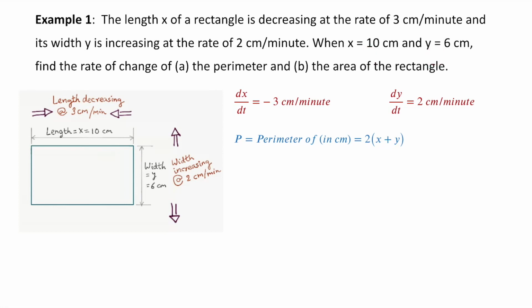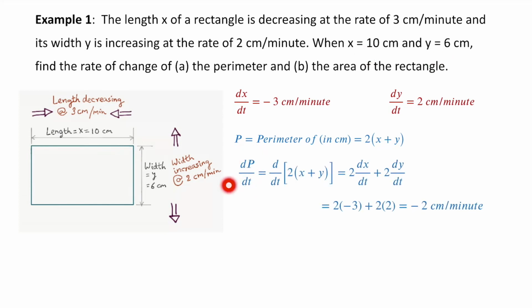So let us first try to get a general notation for the derivative of perimeter with respect to time, and then we will plug in the values x equals 10 and y equals 6 in that. Okay. So what would be dp by dt? This is what we are asked to calculate. So this is the rate of change of perimeter with respect to time, and we already know that the perimeter is 2 times length plus 2 times width.